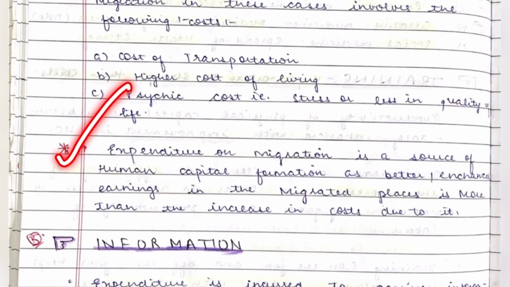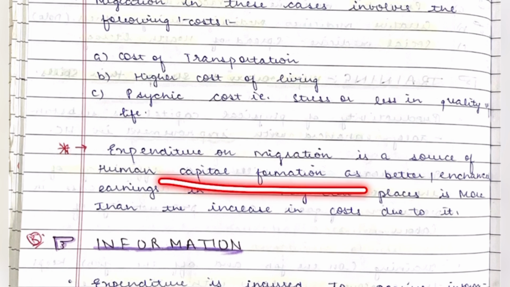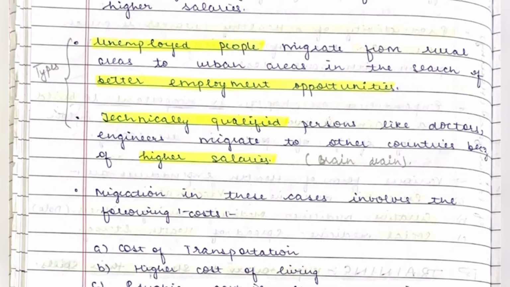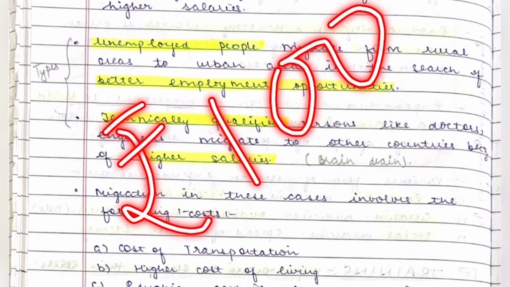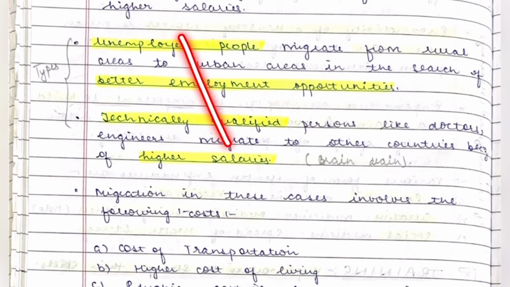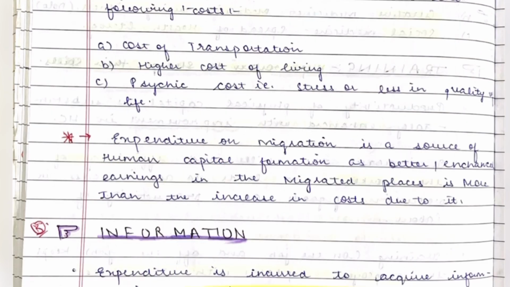Then the last point is the most important one: expenditure on migration is a source of human capital formation, as the enhanced earning in the migrated places is more than the increase in cost due to it. So what is the meaning of this sentence? For example, if you have a cost on migration of rupees 100, but your enhanced earning is only rupees 10, then it is not higher income. There is not any benefit of migration, so it is not a source of HCF. When the migration cost is more than the enhanced earnings, then it is not a source of human capital formation. But if the enhanced earning in the migrated places is more than the increase in cost, then it is a source of human capital formation. I hope that you are getting my point.